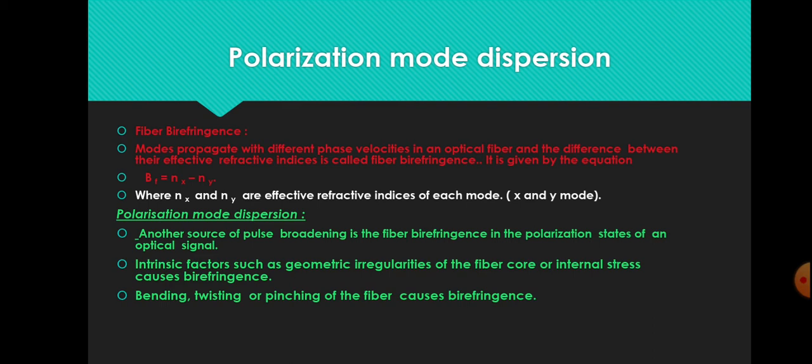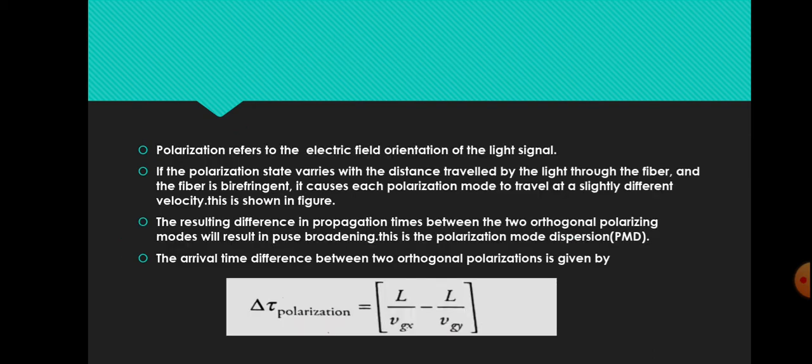Usually we know, what do you mean by polarization? Polarization represents the electric field orientation, right? You know that polarization refers to the electric field orientation of the light signals, and if the polarization state varies with the distance travelled by the light through the fiber, and the fiber is birefringent, it causes each polarization mode to travel at a slightly different velocity.